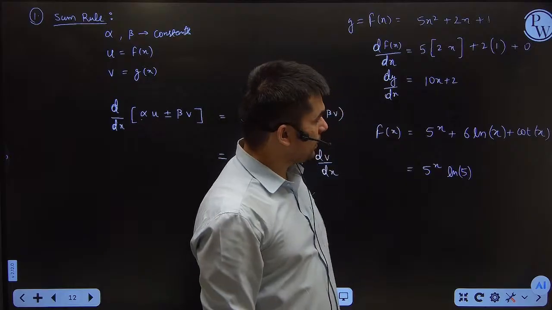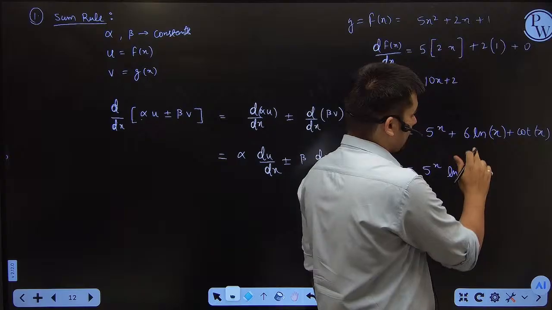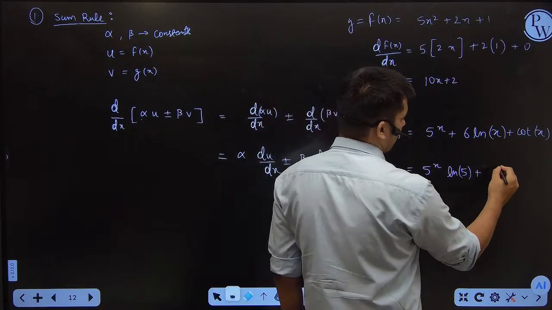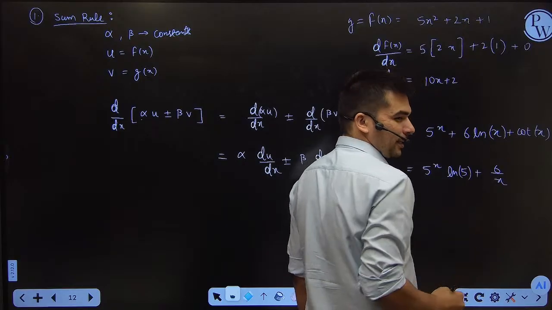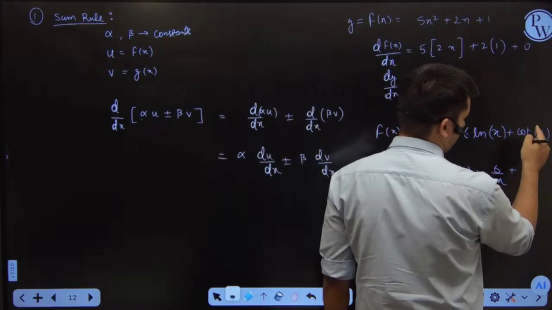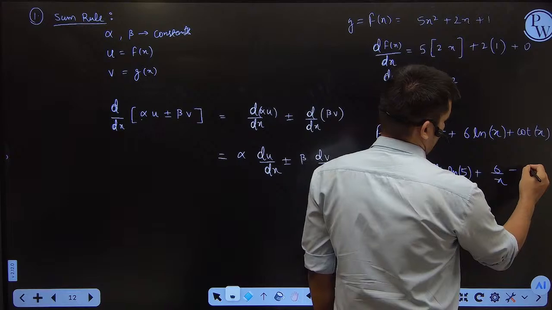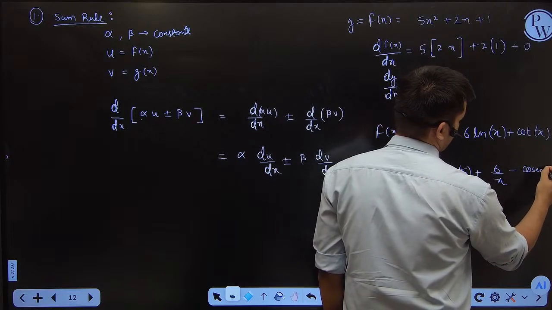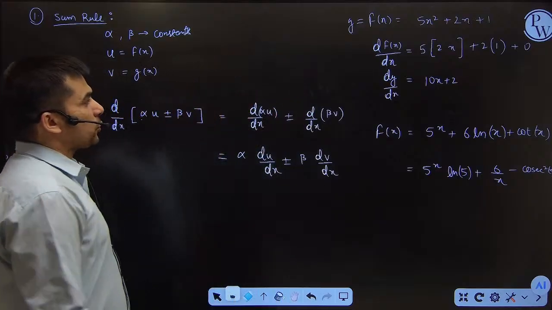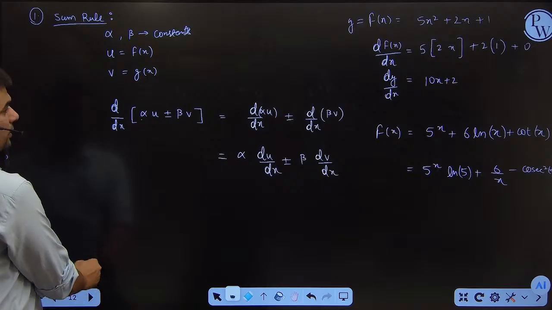Correct? Now second one, 6 is a constant, can be taken outside the derivative. Ln of x with respect to x, what was the derivative? 1 by x. So we'll be getting this as 6 upon x. Correct? 6 is a constant taken outside. Ln x derivative is 1 by x. What about cot x? Minus cosecant square x, okay. So this is the use of sum rule, though pretty basic, but you need to understand about all these rules.